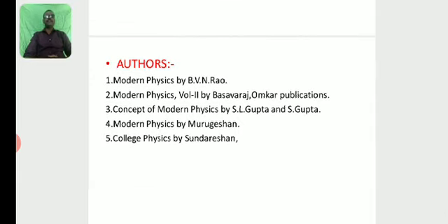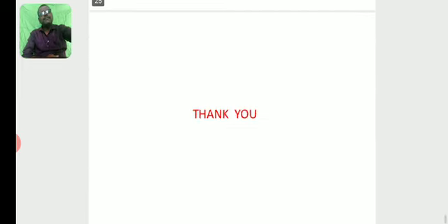References for the study of the specific charge of an electron by J.J. Thomson's method. We have many books, say Modern Physics by B.V.N. Rao, Modern Physics Volume 2 by Basavaraj, Omkar Publications, Concepts of Modern Physics by S.L. Gupta and S. Gupta, Modern Physics by Murugesan, College Physics by Sundarajan. I think these are the reference books for the study of E by M of an electron.